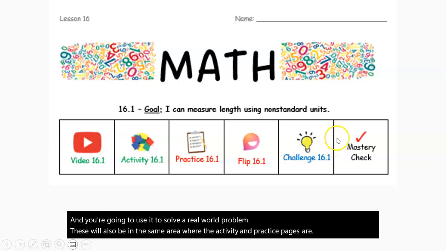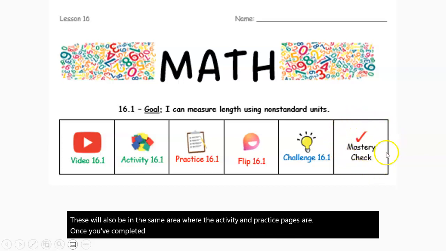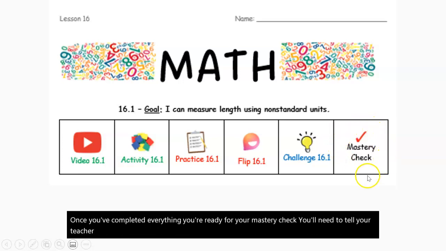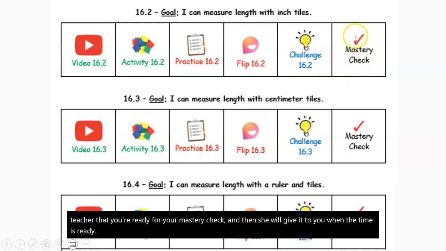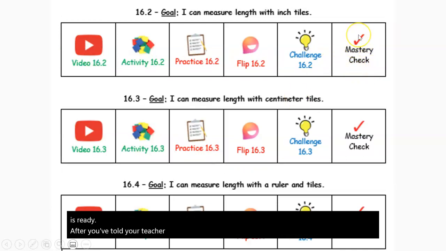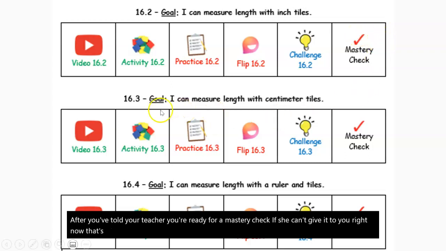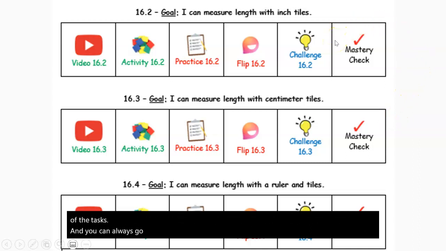Once you've completed everything, you're ready for your mastery check. You'll need to tell your teacher that you're ready for your mastery check, and then she will give it to you when the time is ready. After you've told your teacher you're ready for a mastery check, if she can't give it to you right now, that's okay. You can go on and start the next video and the next lesson, working through all of the tasks. And you can always go back and take a mastery check.